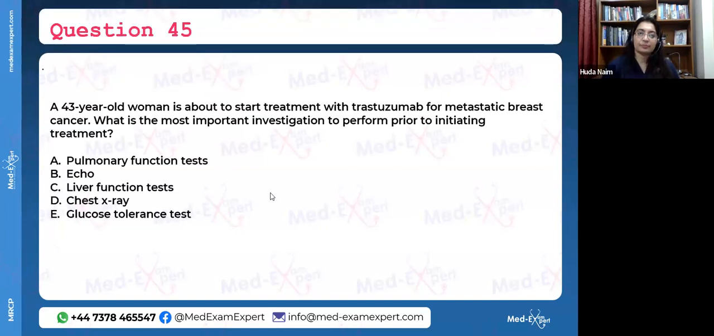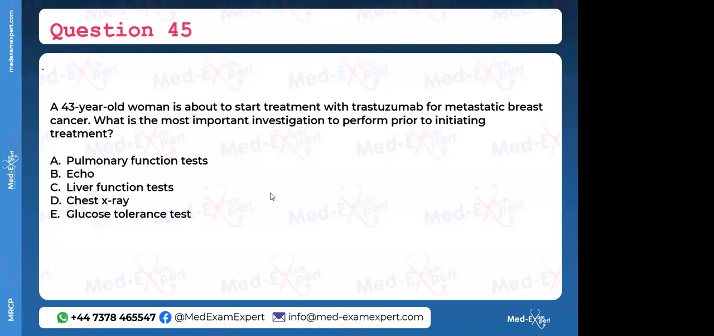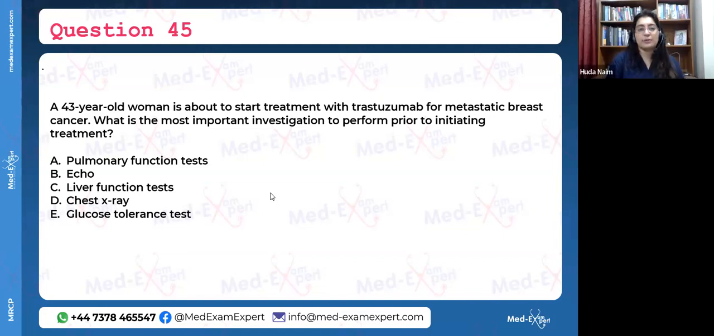Okay, the next one. So a 43-year-old woman is about to start treatment with trastuzumab for metastatic breast cancer. Which is the important investigation to perform prior to starting treatment? I think this was also on the August exam. Yes, it's echocardiogram because this drug is cardiotoxic.